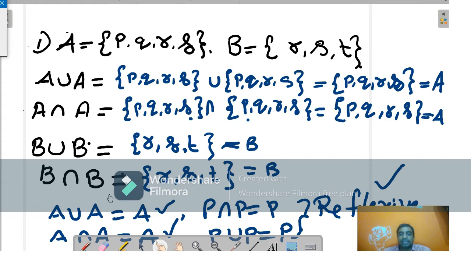Any set you take, A, B, P, anything, its union and intersection give the same set. So either union or intersection of sets satisfies the reflexive property.